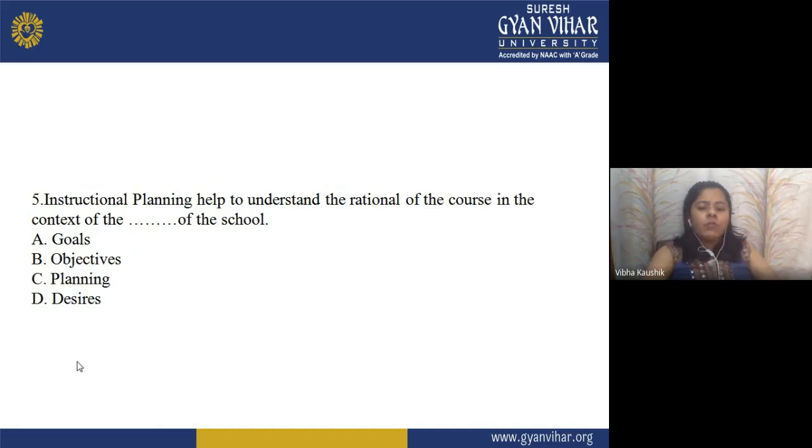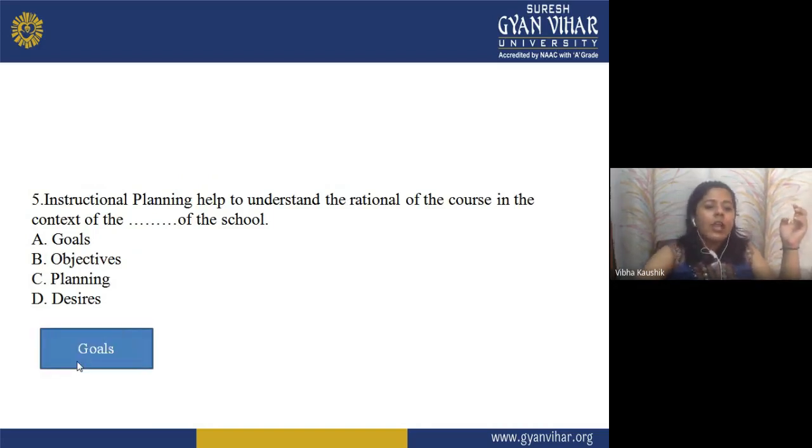Instructional planning helps to understand the rationale of the course, means the importance of the course in the context of the dash of the school. A, goals of the school. B, objectives of the school. C, planning of the schools. And D, desires of the school. Now you have to select the correct answer, and the correct answer is goals. Means instructional planning helps to understand the importance of the course in the context of the goals of the school, which have been decided by the schools.